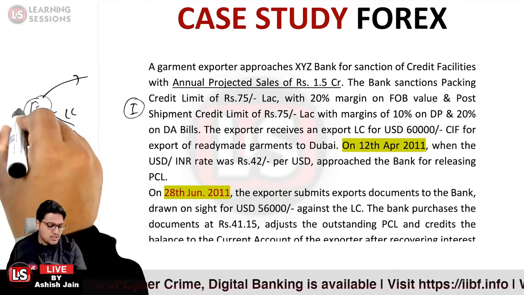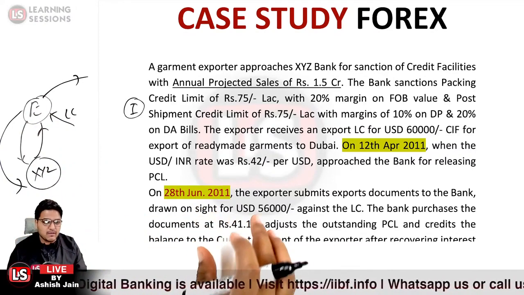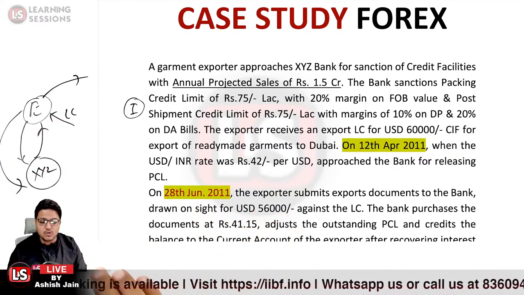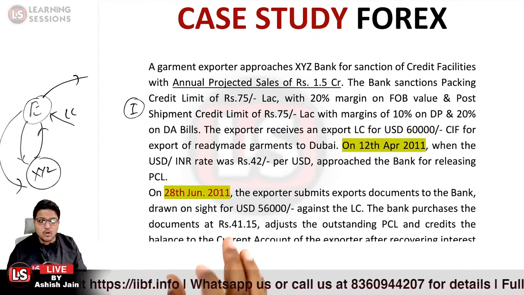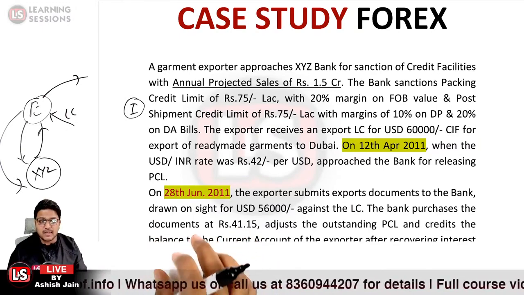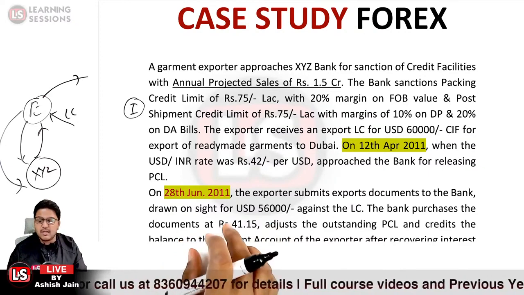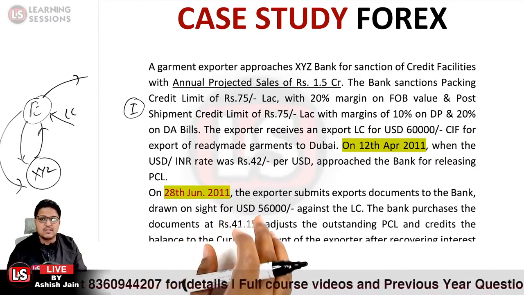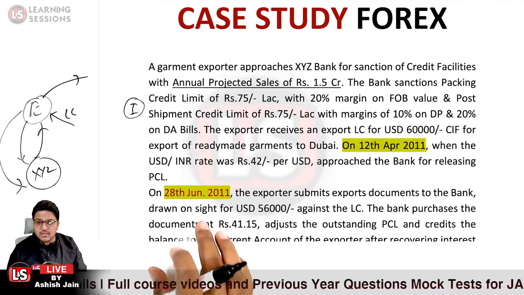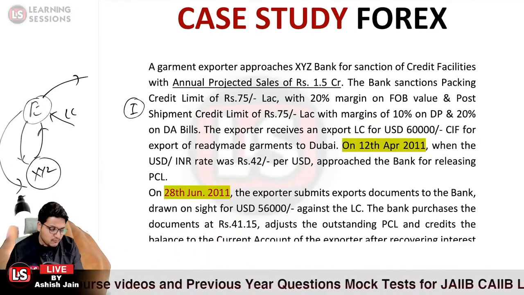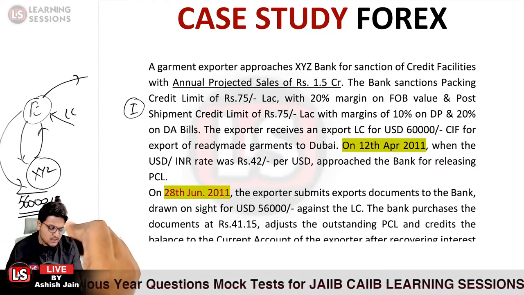He approached bank XYZ again, dated 28th of June 2011, and submitted the export documents to the bank, drawn at sight for USD 56,000. So this LC is the sight LC here. Are you getting this point? And what amount are the documents he has submitted to the bank? It is amounting to 56,000 USD.